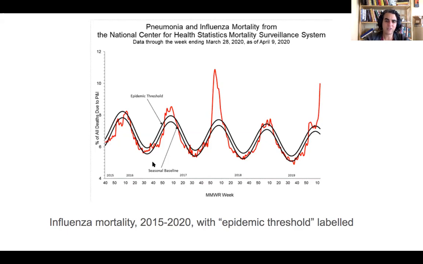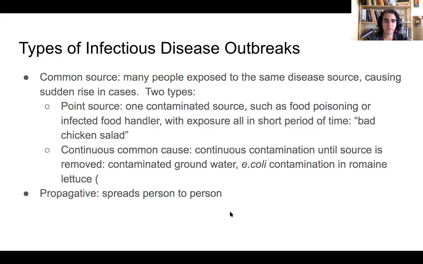There's no particular term for when your cases are a little below the endemic level. You're doing well. So, what types of infectious disease outbreaks do we have? Well, infectious diseases are not necessarily diseases that spread person to person. Down at the bottom, propagative outbreaks are diseases that spread from person to person, like measles, like the flu, like coronavirus.